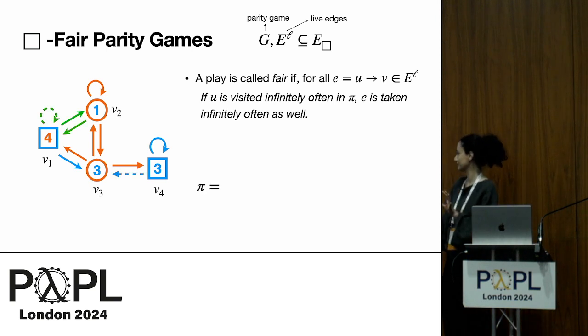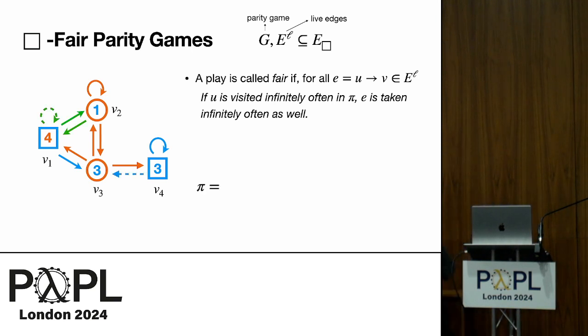So an example is, let's look at this play where V1 takes its self loop and the edge to V2 alternatingly, and V2 always sends it back. This just draws the play: it starts from V1, then the self loop, V1 again, then this edge to V2, then V1, V1 again, V2, V1, V1 again, and so on. So this is a fair play, because the source node of a live edge visited infinitely often is V1, and the edge is also taken infinitely often. So this is fair. Just an example.